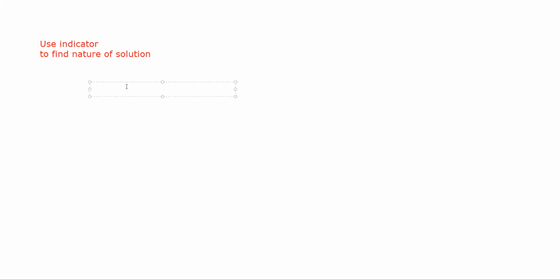So how do they show the nature of a solution? Indicators show different colors in different mediums or different solutions, showing the nature of the solution. And you have to learn specific indicators.